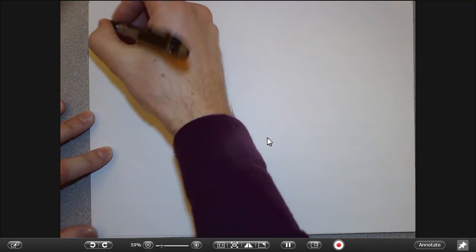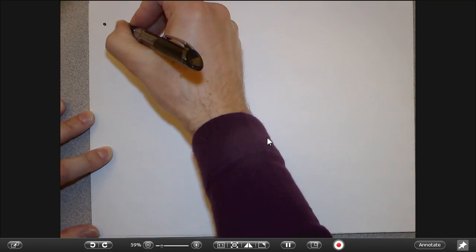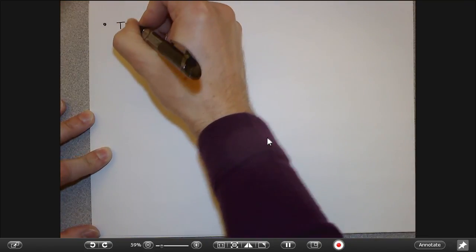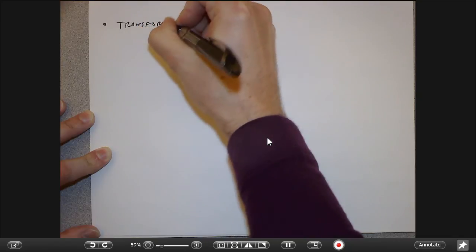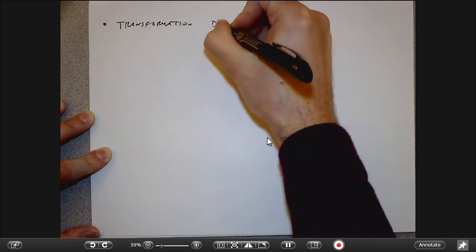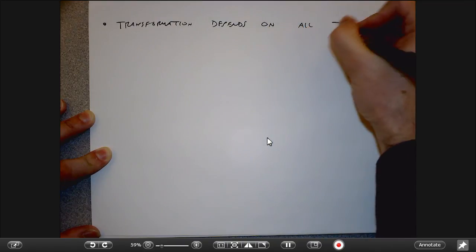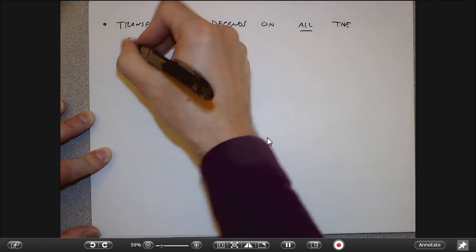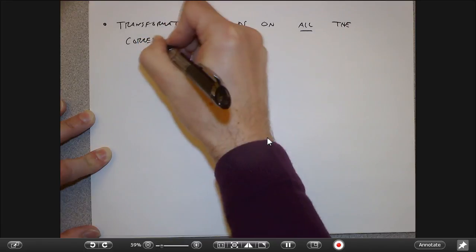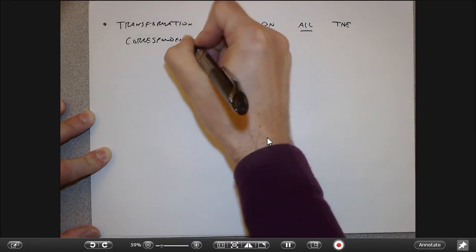So let me just say that the transformation depends on all the correspondences. So that's not great.